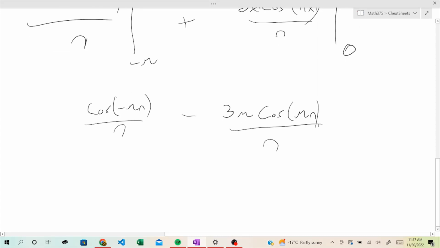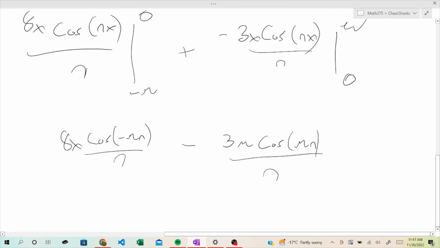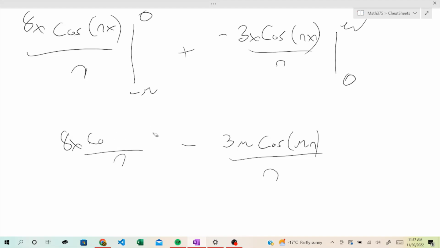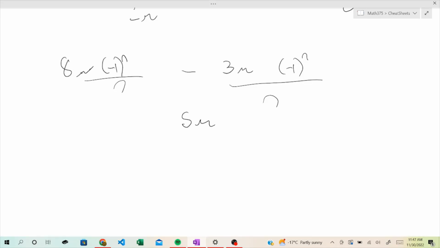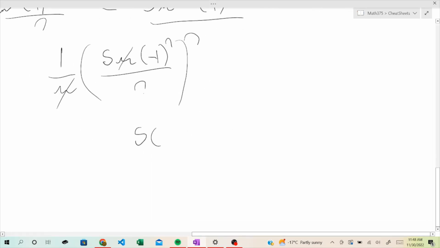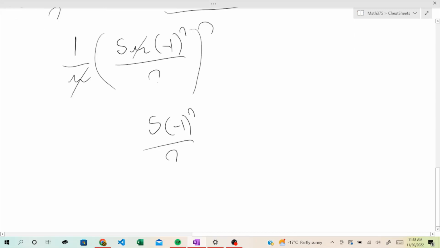So simplifying this, cosine at negative pi n, or cosine at pi n, is just negative 1 to the n. So make both those negative 1 to the n. Now we can combine them to get 5 pi negative 1 to the n over n. And remember, we have to multiply this by 1 over L, 1 over pi. We get 5 negative 1 to the n over n.